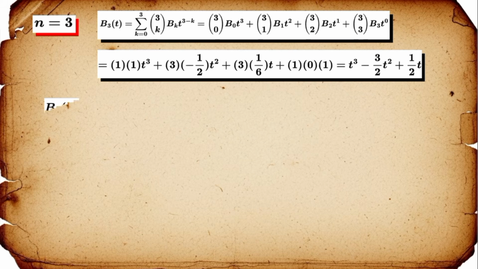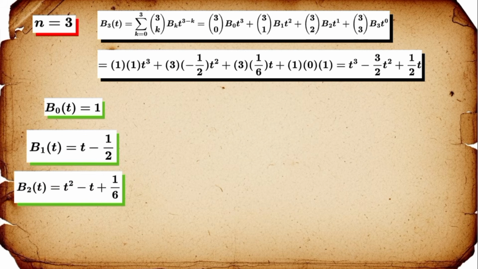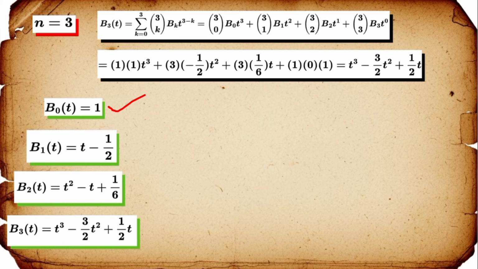So we have the four Bernoulli polynomials displayed. b sub 0 of t equals 1, b sub 1 of t equals t minus 1/2, b sub 2 of t equals t squared minus t plus 1/6, and b sub 3 of t equals t cubed minus 3/2 times t squared plus 1/2 times t.